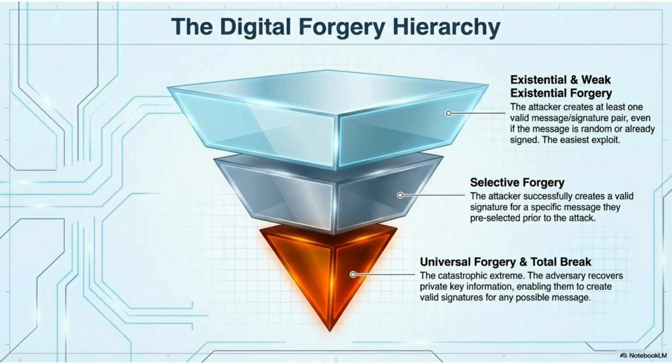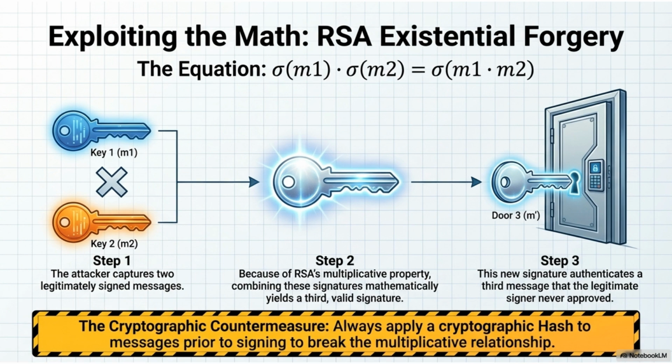Digital forgery is categorized by a hierarchy of severity. Existential forgery is the easiest, involving the creation of one valid signature. Universal forgery is the catastrophic extreme, allowing signatures for any message. RSA existential forgery exploits the multiplicative property of the system, allowing two legitimate signatures to be combined mathematically to create a third fraudulent one. The countermeasure is always applying a cryptographic hash before signing.